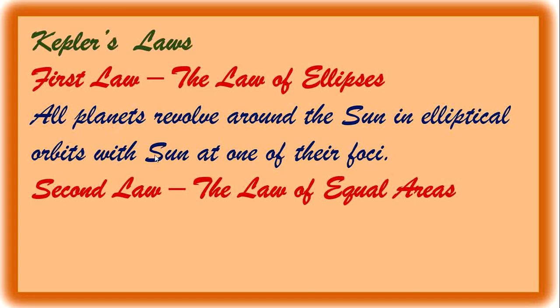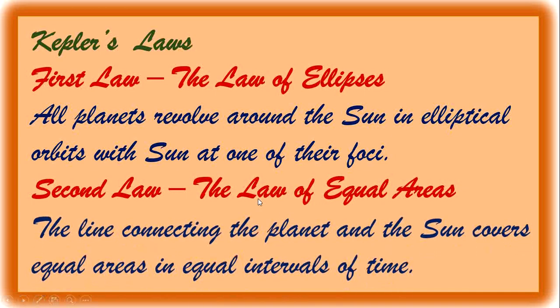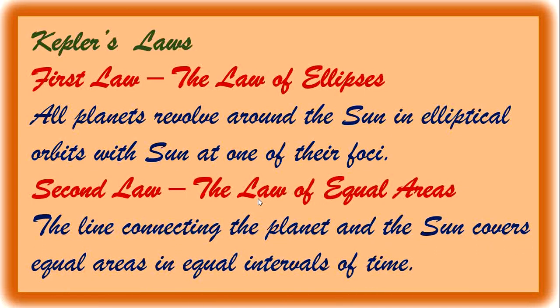We also learnt about the second law in previous video. What is called second law? The second law is also called as the law of equal areas. The line connecting the planet and the sun covers equal areas in equal intervals of time.